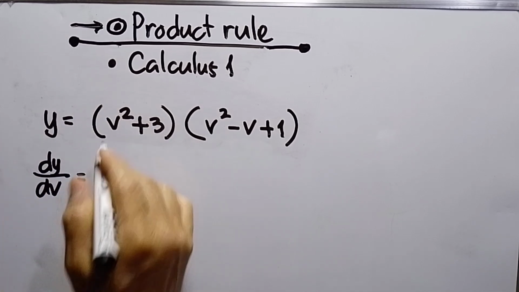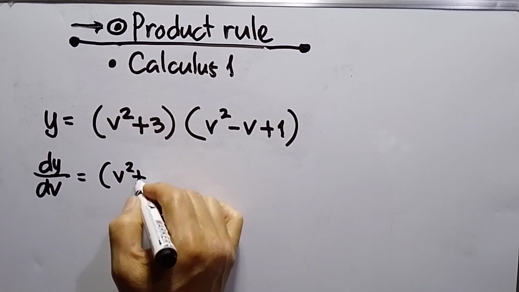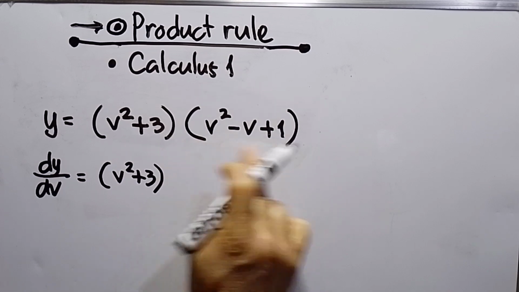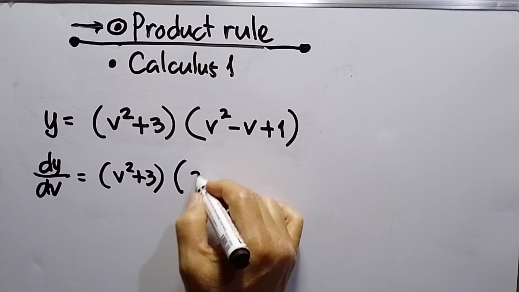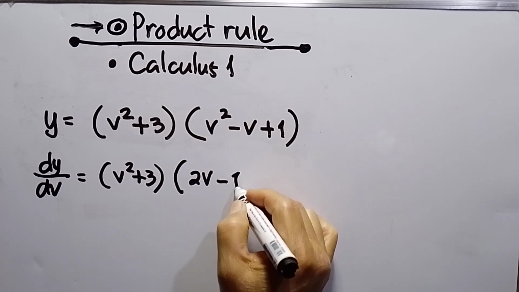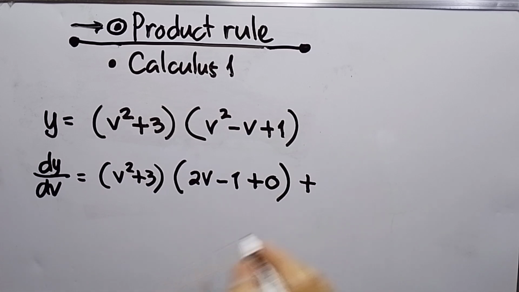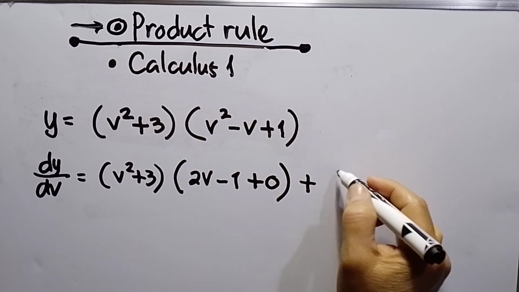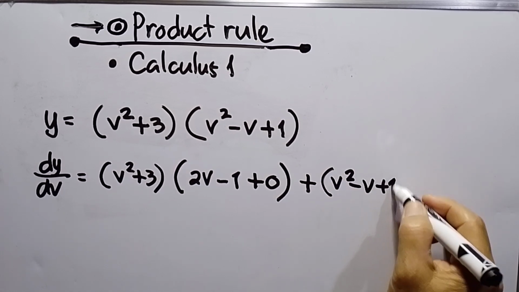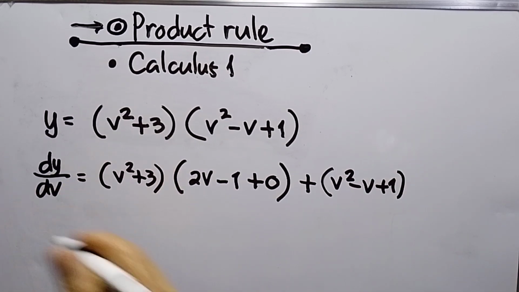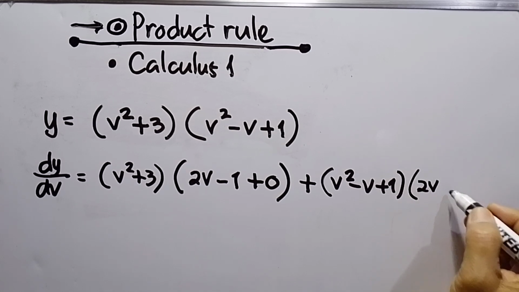This will be equal to, I need to copy the first function, (v squared plus 3). Then I need to differentiate the second, so this will be 2v minus 1 plus 0. Then plus, because this is the product rule, I need to copy the second function, v squared minus v plus 1, and then differentiate the first function. So the derivative of v squared plus 3 is 2v plus 0.